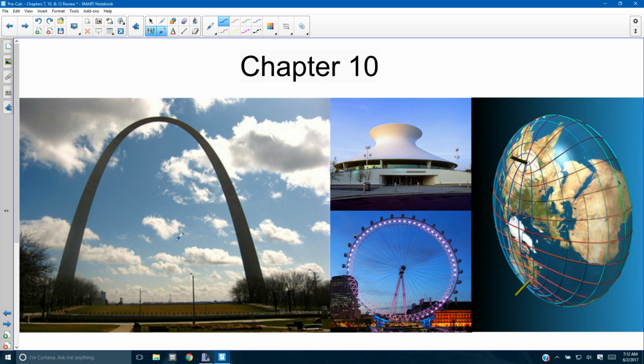On to chapter 10. We are dealing with conic sections: parabolas, hyperbolas, circles, and ellipses. The world actually is elliptical, or it is an ellipsoid.